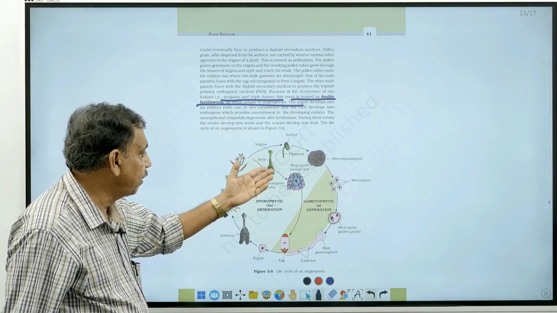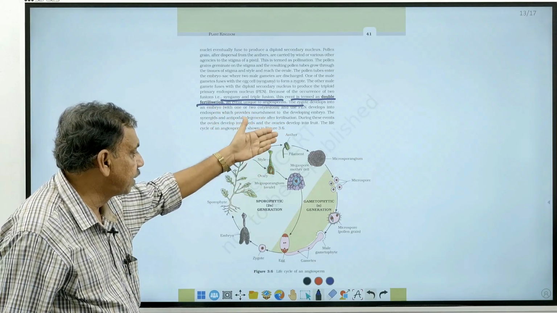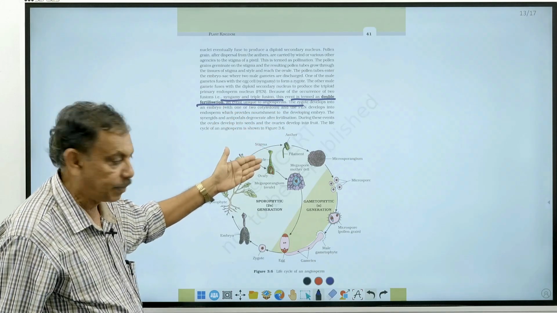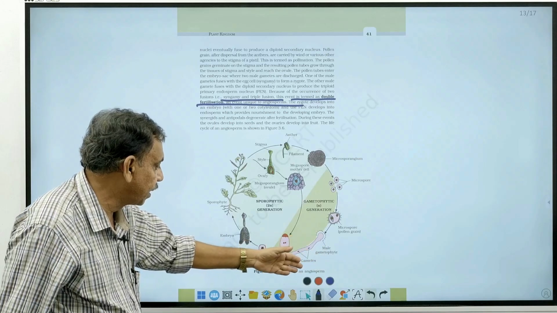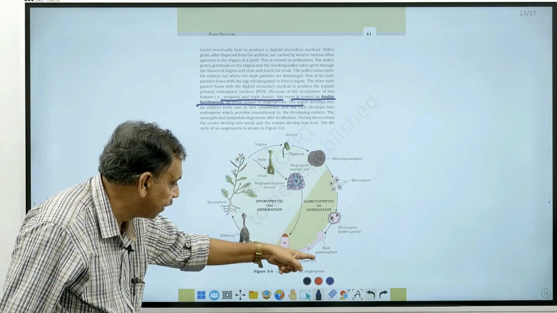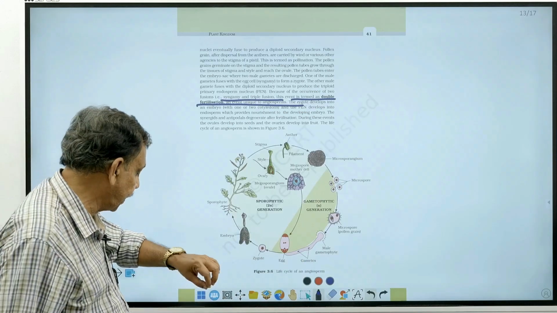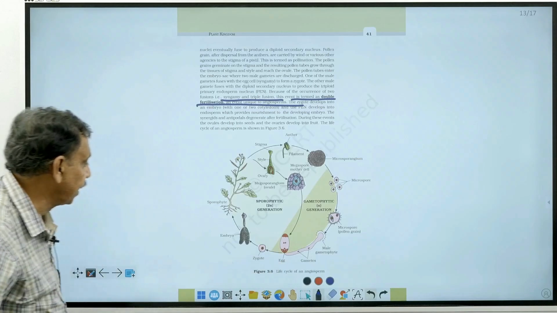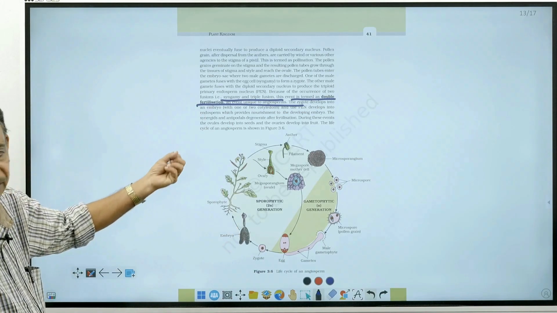Flowers contain male reproductive structure and female reproductive structure. This is stamen, this is carpel. They produce microsporangium, microspores, pollen grains. This is producing embryo sac. This is male gametophyte. Pollen grain, the germinated pollen grain, is called male gametophyte. And this is female gametophyte. It develops into embryo, embryo develops into seed, and the seed germinates.